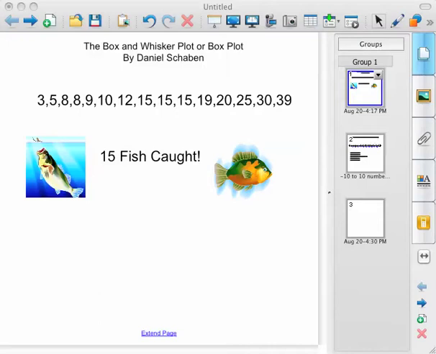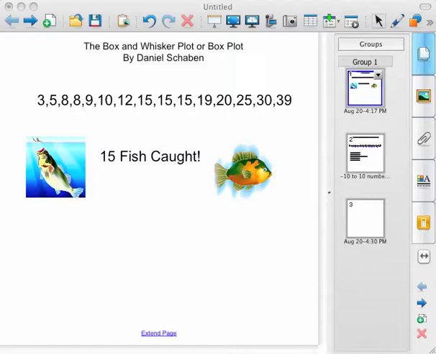Let's explore what a box and whisker plot is and how we can use it. So first off, let's say you went fishing one day and you caught 15 fish, measured all the fish. So you've got a 3-inch fish, a 5-inch fish, all the way up to a 39-inch fish.